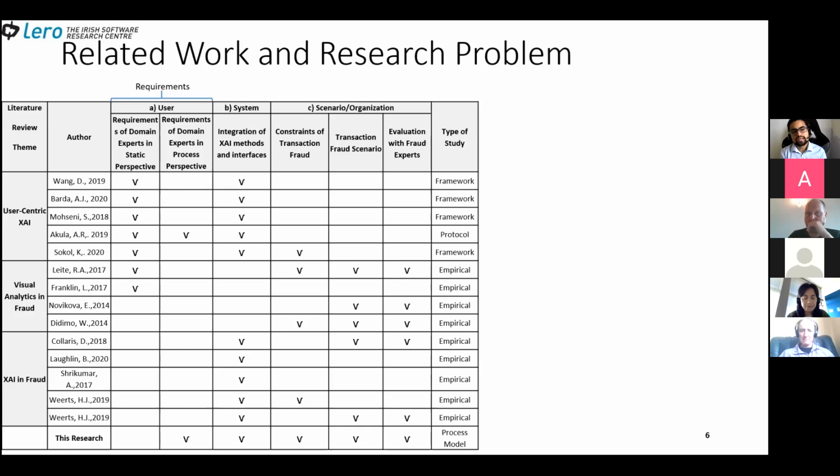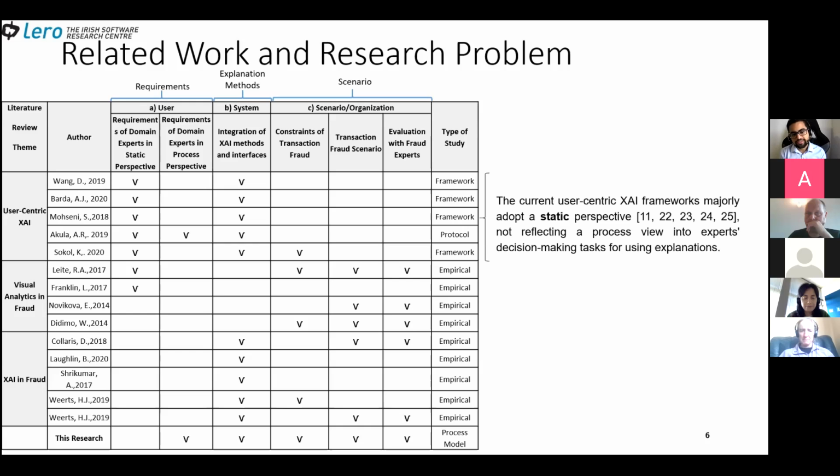So first, I started by understanding the perspective taken by previous authors when identifying experts' requirements. Second, I analyzed if those requirements were aligned specifically with explanation methods. And third, I investigated if such relationships were considered under the scenario of transaction fraud, which is the focus of my research.